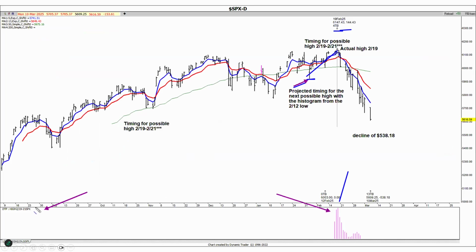And what that represented was these dates, February 19th through the 21st. Since the histograms have a directional bias, if I project from a low, I'm looking for a high only. Or if I'm projecting from a high, I'm looking for a low only. So in this case, we're looking for a high between 2/19 to 2/21, or a possible high. Actual high was made on the 19th.